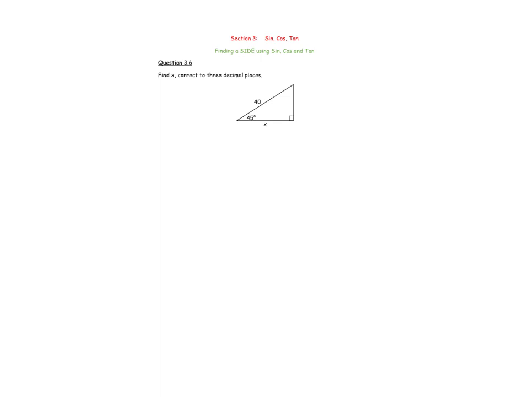So question 3.6 here says, find x correct to 3 decimal places. When we're asked to do questions like this, what you should do straight away is first of all see whether it's a right angle triangle or a non-right angle triangle. In this case it is a right angle triangle, so we can use sine, cos and tan. So the first thing you should do is write down SOHCAHTOA.